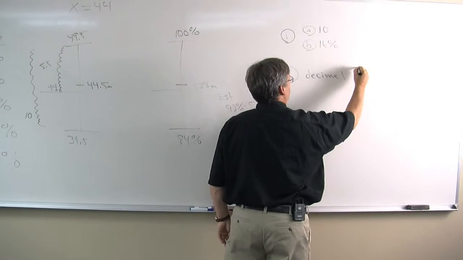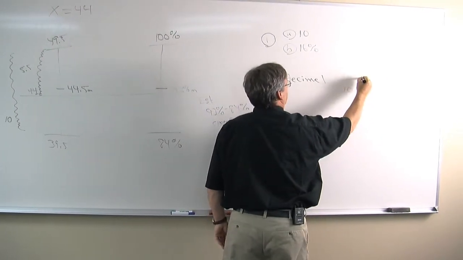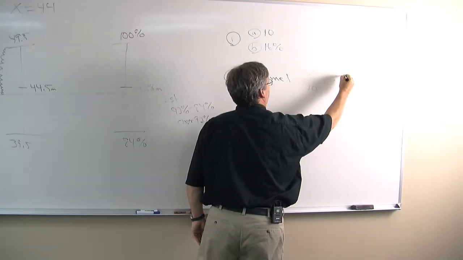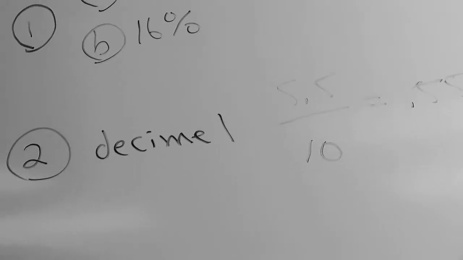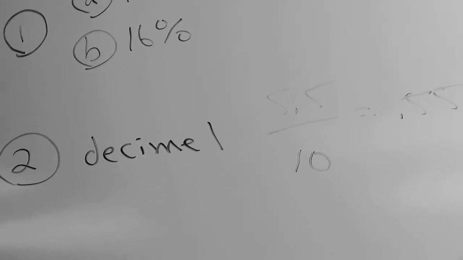5.5 is the distance between the intermediate value and the top. 10 is the entire interval width. 0.55 is the decimal. It's a good idea to stop and think about that decimal and try to get a sense of what it tells us.